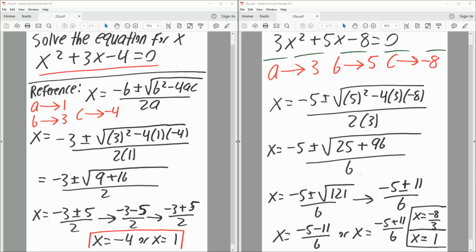In this video, we will factor by using the quadratic formula, and so we will solve two problems. This will be the first problem, and this will be the second problem.